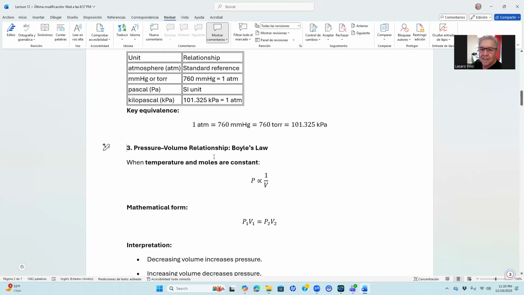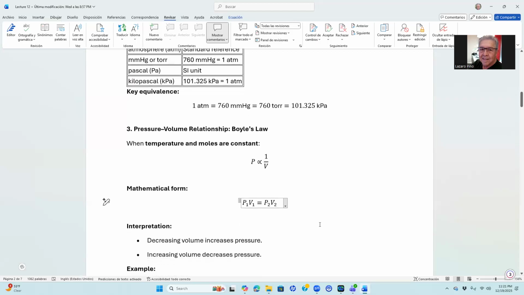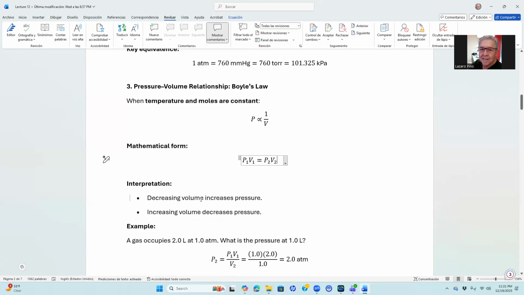In the first law, Boyle's law, when the temperature and the moles are constant, the pressure is inversely proportional to volume. When the pressure increases, the volume decreases. The mathematical form is P1 V1 is equal to P2 V2. A decrease in volume increases pressure, and an increase in volume decreases pressure.